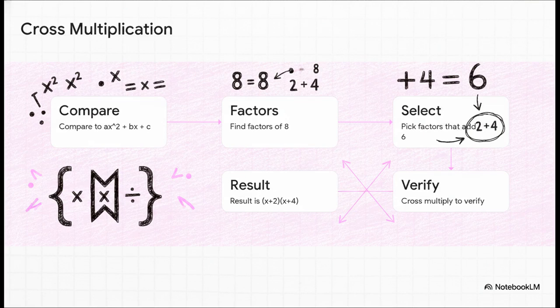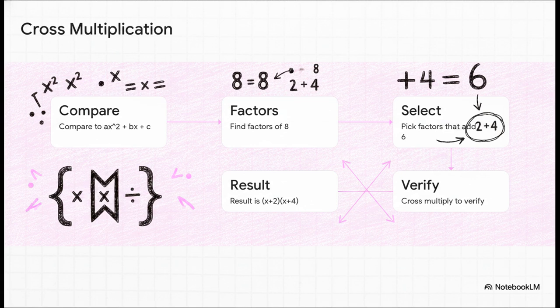Now for method 3, cross-multiplication. This is your go-to for standard quadratic expressions, like x squared plus 6x plus 8. We're going to systematically walk through this 5-step process. First, we compare it to the standard form, which is ax squared plus bx plus c. Here, our C is 8 and our B is 6.